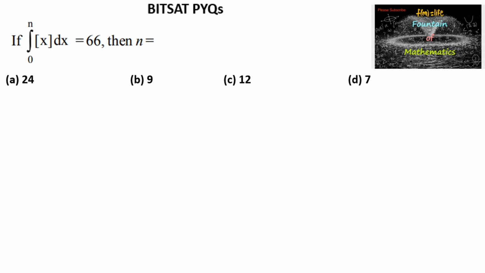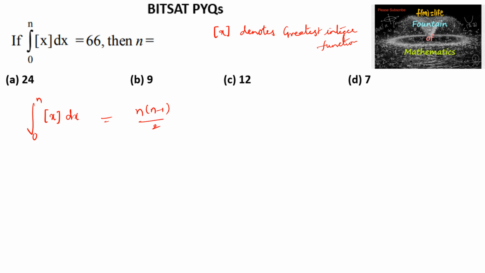Integral 0 to n of [x] dx. Here the square brackets denote the greatest integer function, and we know that the integral 0 to n of [x] dx is n(n-1)/2.